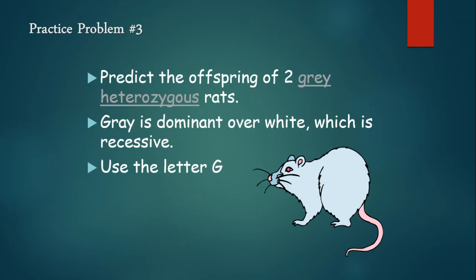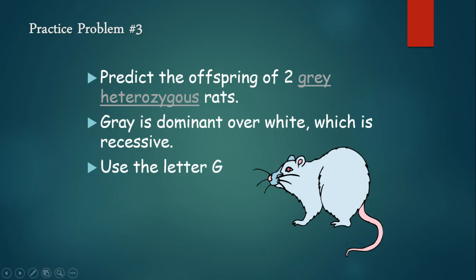Here's our next practice problem. Remember, I highly encourage you to do this on paper with pencil before you fill in your answers on your assignment. Predict the offspring of 2 gray heterozygous rats. Gray is dominant over white, which is recessive, and use the letter G.